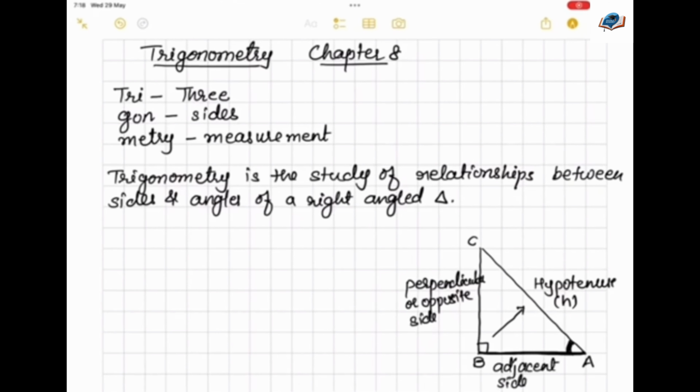Many people call it base, many say adjacent side. Both are correct. And here short forms will be used: for perpendicular P, hypotenuse H, and adjacent side it will be B. Now let us see the same relation for angle C also. Angle B is 90, so the opposite side will be my hypotenuse, BC will be my adjacent side and AB will be my perpendicular or opposite side.